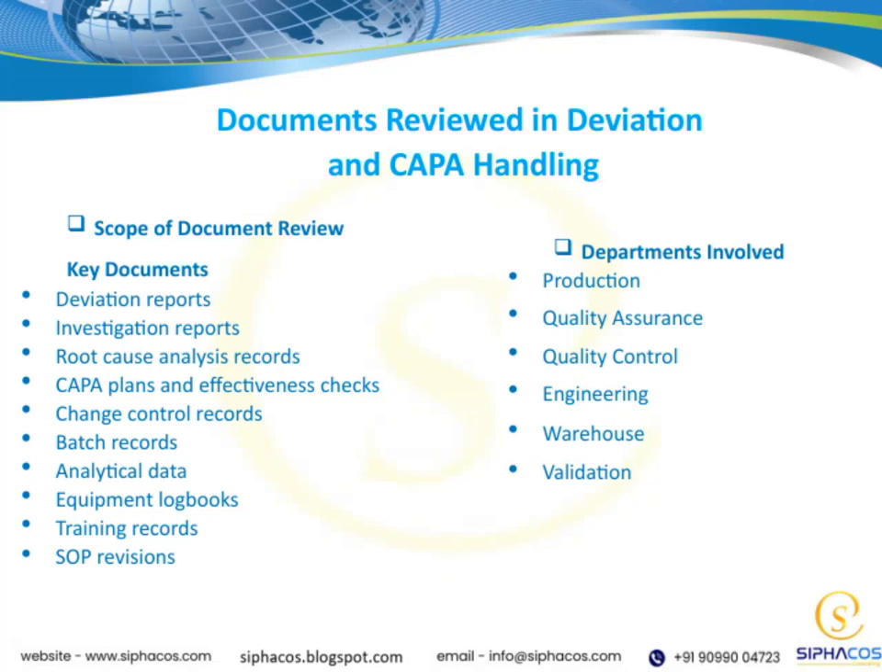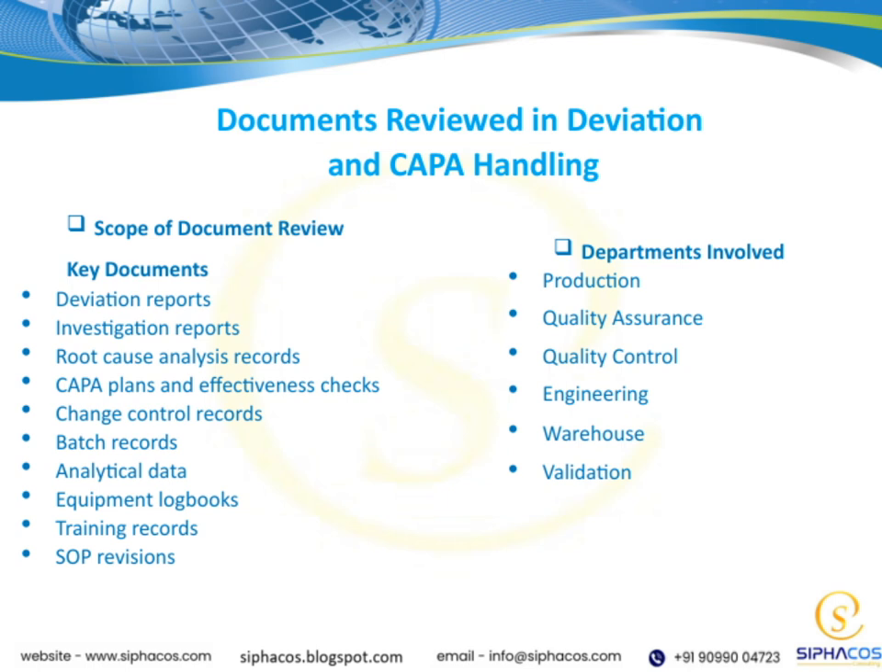In this slide, we're focusing on the documents we review when handling deviations and CAPAs. Several departments are involved in this process, including production, quality assurance, quality control, engineering, and warehouse. Each of these teams plays a critical role in ensuring that deviations are thoroughly investigated and addressed properly.